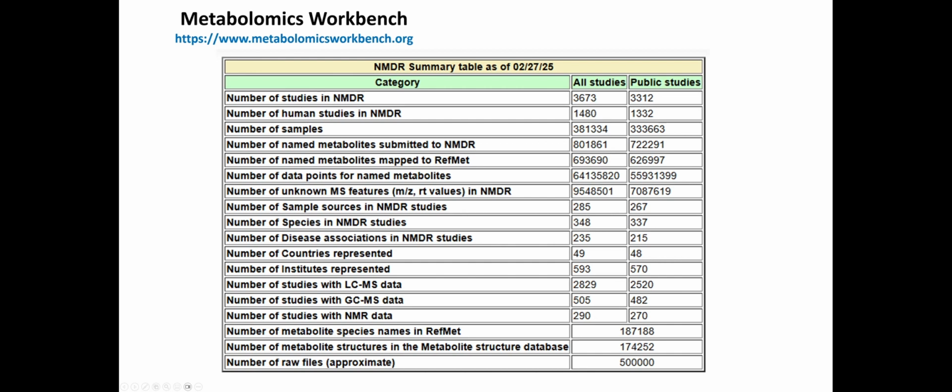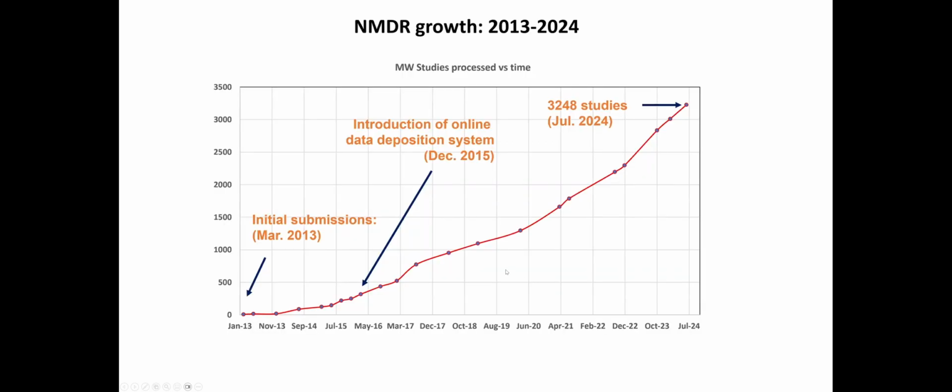So we have about 500,000 raw files in the Metabolomics Workbench. The growth has been exponential, as I pointed out to you. This is July 24, and we keep increasing. Every day, on average, we get between 2 and 3 studies uploaded to the Metabolomics Workbench.